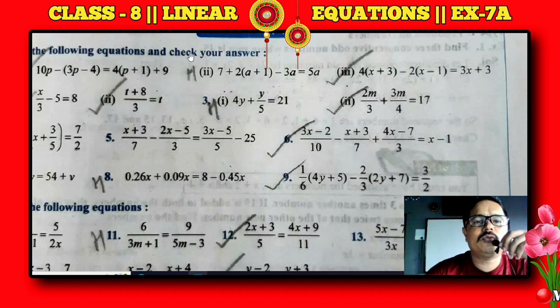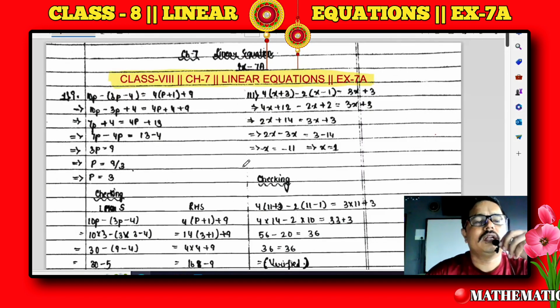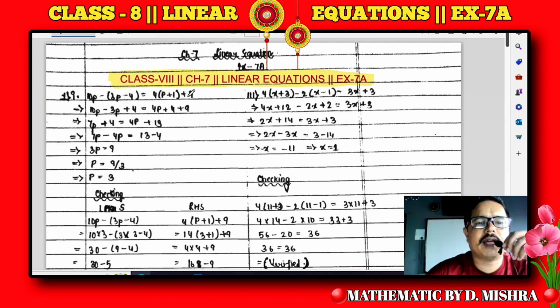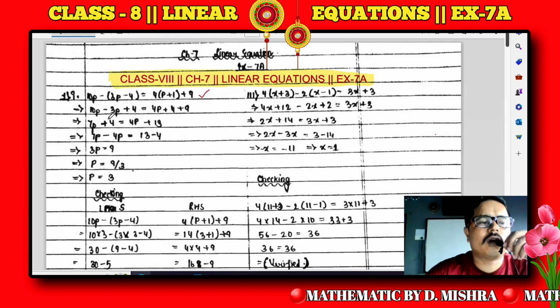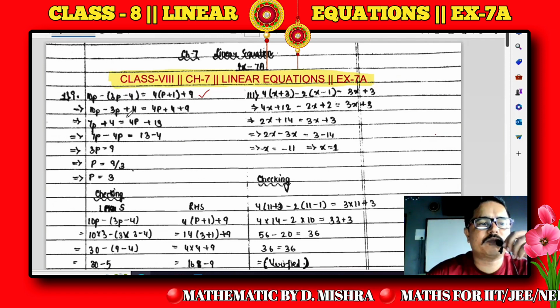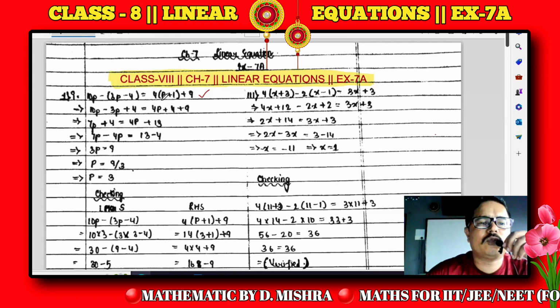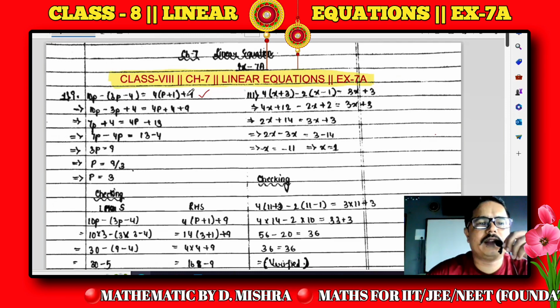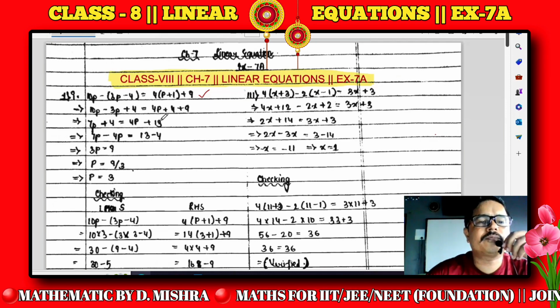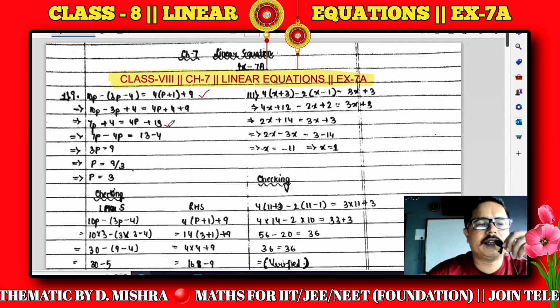And here you need to check your answer also, whether it is right or not. So see, here is the answer. The question was: 10p minus (3p minus 4) is equal to 4(p plus 1) plus 9. First we need to open the bracket: 10p, minus into plus minus 3p, and minus minus plus 4. On this side also, 4 into p is 4p, 4 into 1 is 4, and plus 9. Now 10p minus 3p is 7p. So 7p plus 4 is equal to 4p, and 4 plus 9 is 13.